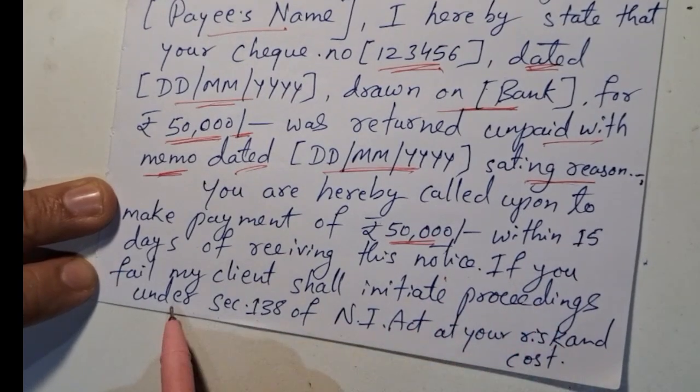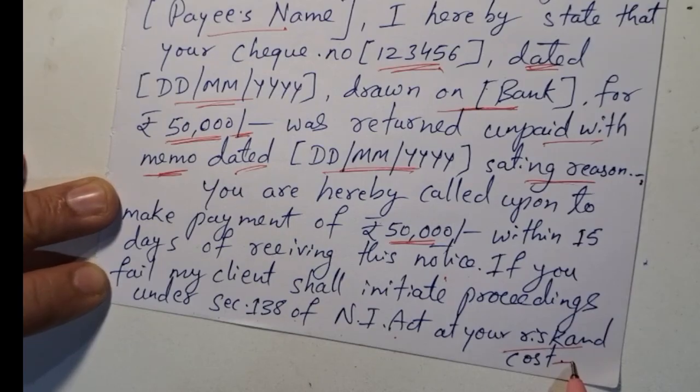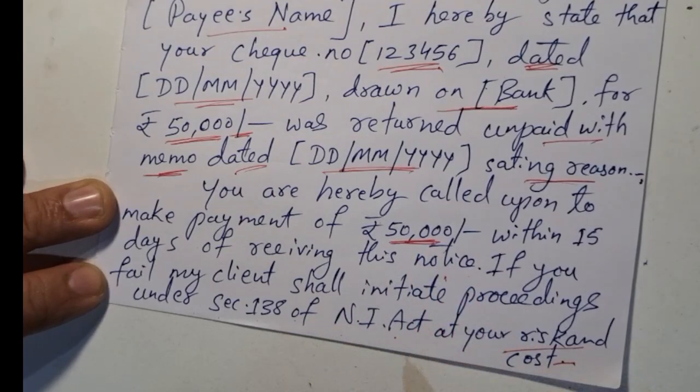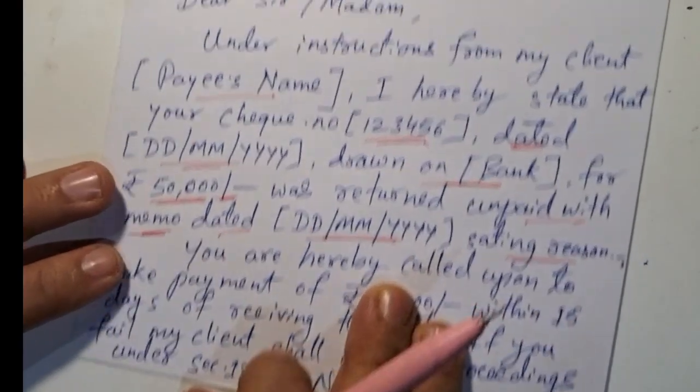If you fail, my client shall initiate proceedings under Section 138 of the NI Act at your risk and cost. So anything which is happening in the court, that is the interest on the 50,000, the legal expenses, and any additional expenses which you are going to incur, the drawer or the accused is going to pay to you. You are going to clearly make it out, and after this your advocate is going to sign.